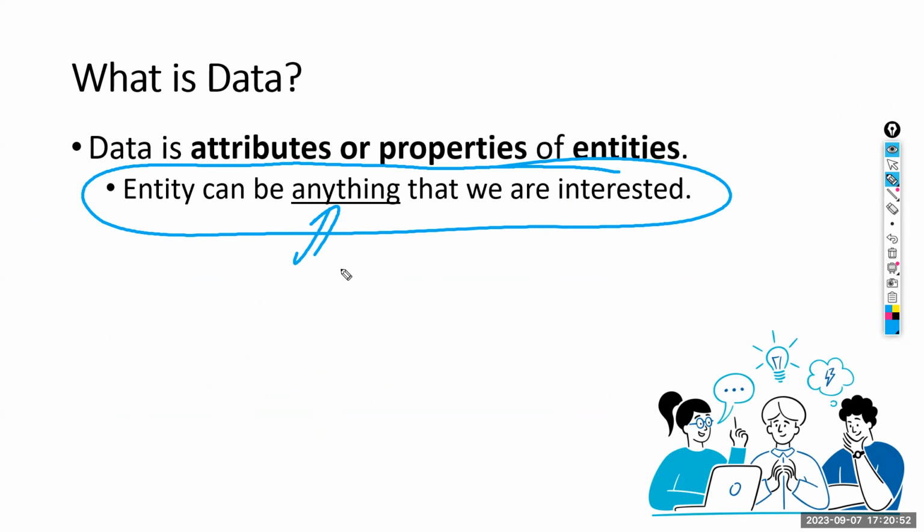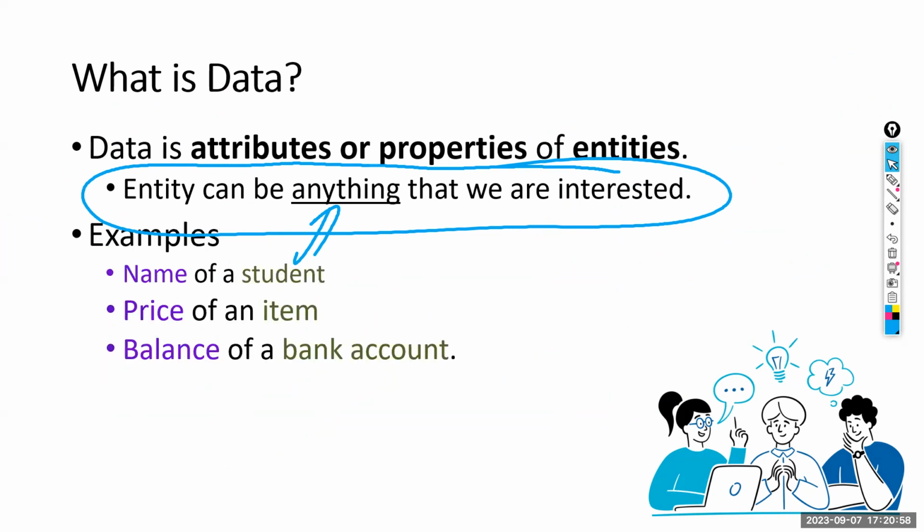So they are useful. So data is good. Right? So these are examples of data: name of a student, price of an item, balance of your bank account, or interest rate of your bank account. So those are data. And these are entities. Student is an entity. Item is an entity. Bank account is an entity.